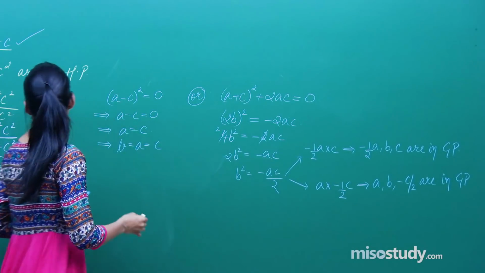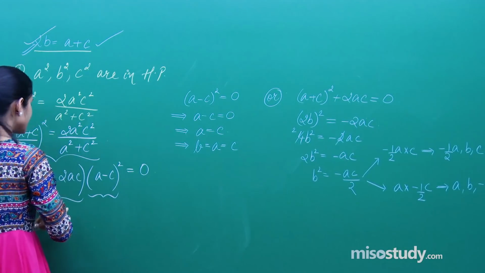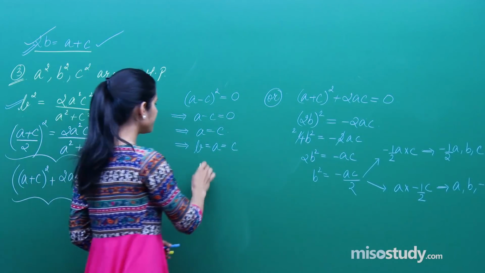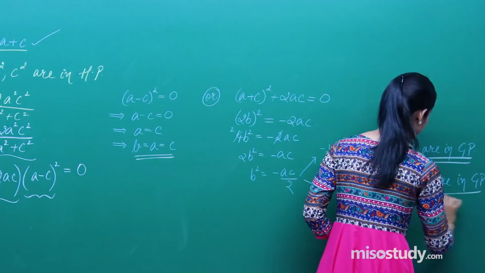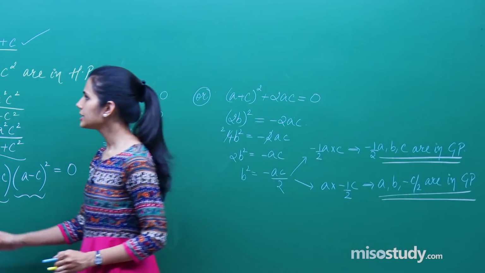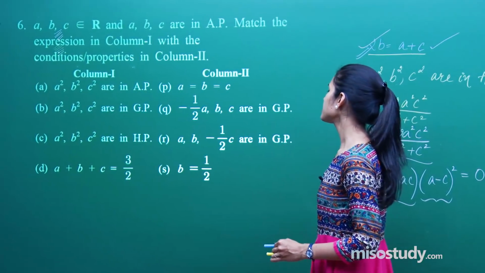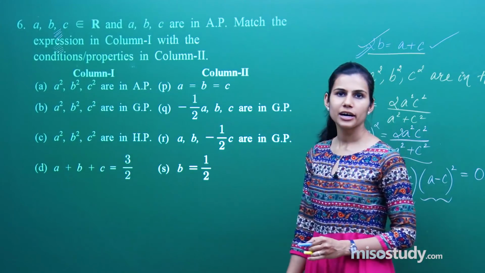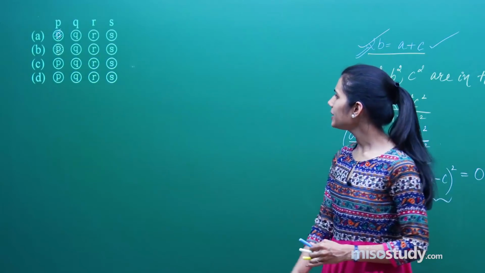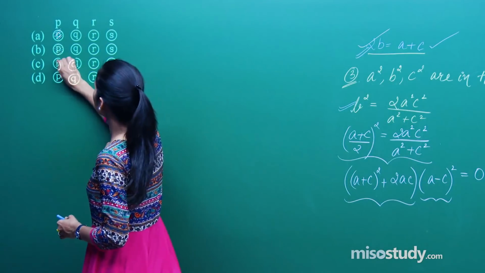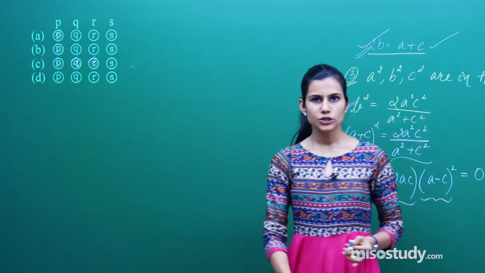So, for A, B, C to be in AP and A square, B square, C square to be in HP, this or this should hold. That means this should hold, or this should hold, which means A is equal to B is equal to C, or minus half: A, B, C are in GP, A, B, minus half C are in GP. All P, Q, R are correct options to be matched to case C. So, C gets matched to P, Q, R. Is it understood?